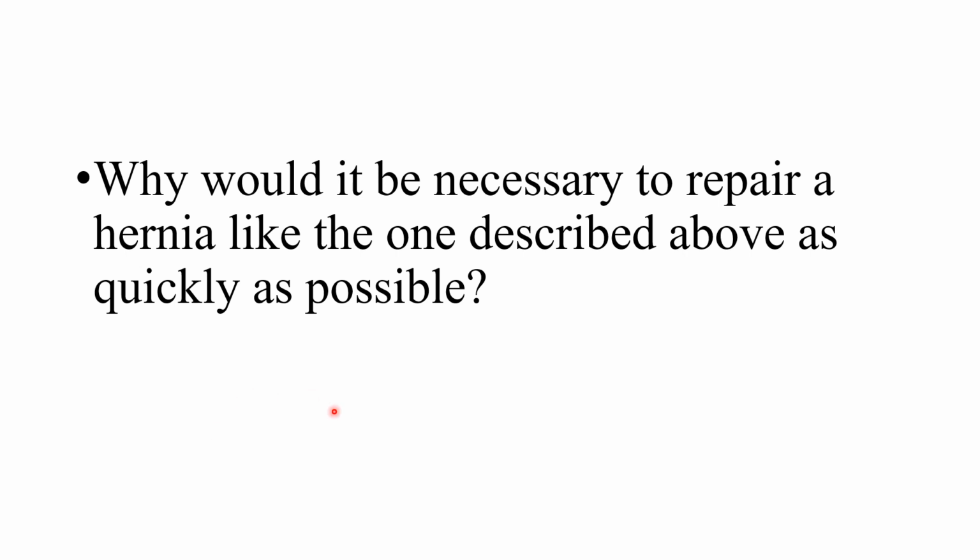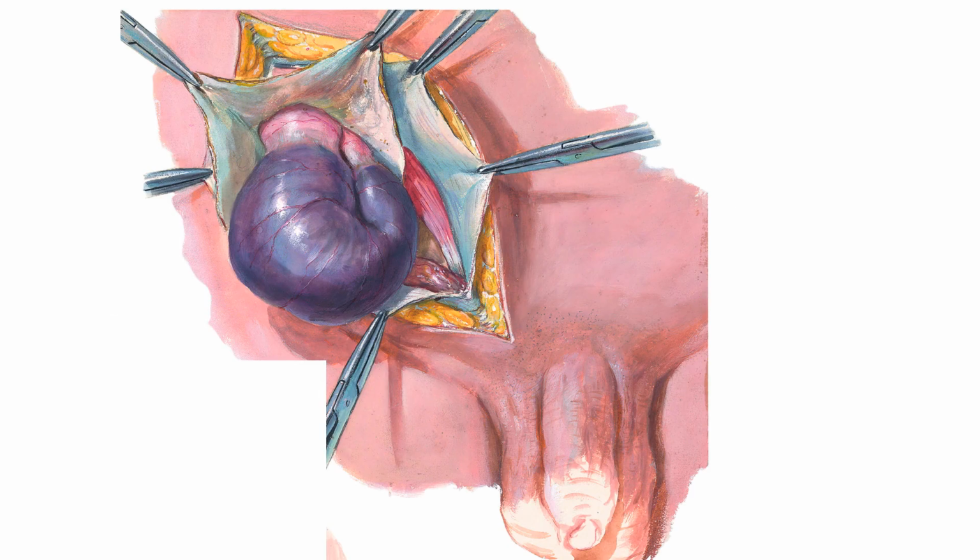Now the next question is, why would it be necessary to repair a hernia like the one described above as quickly as possible? Let us see that. Now try to observe this condition. You can see an indirect inguinal hernia in which the bowel, meaning the intestines, most of the time the small intestine, and sometimes the large intestine, enters the inguinal canal. That bowel becomes entrapped and can rapidly lead to an intestinal obstruction and strangulation of the loop of bowel protruding into the inguinal canal. Here you can see the protrusion in the inguinal canal.